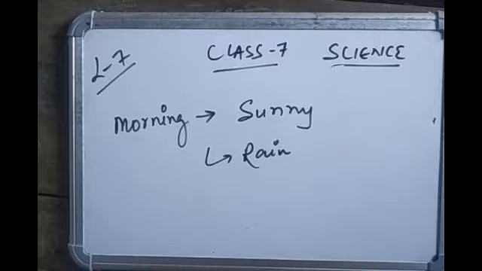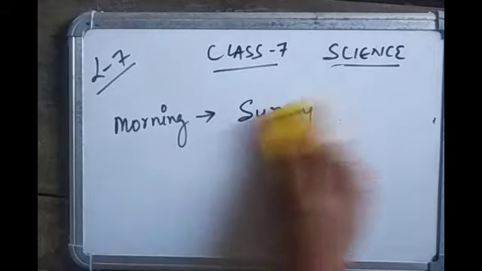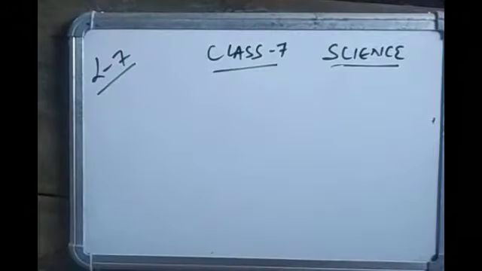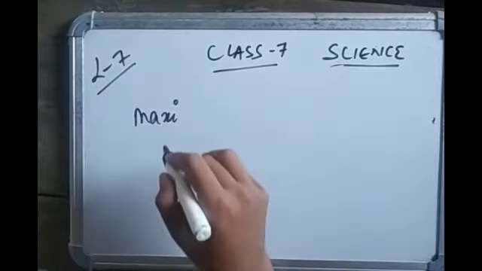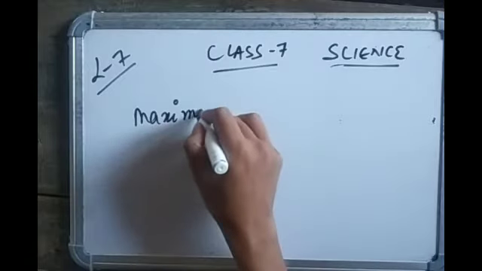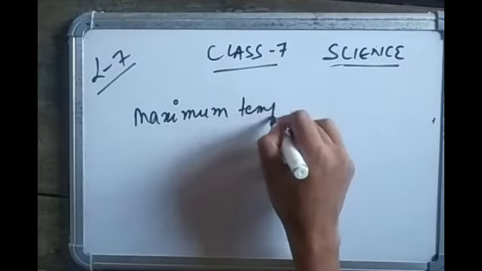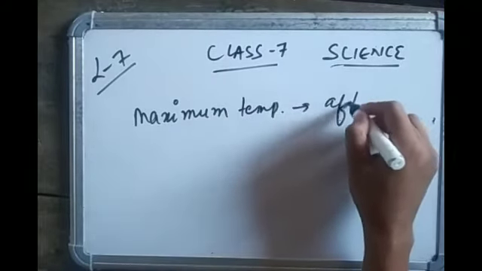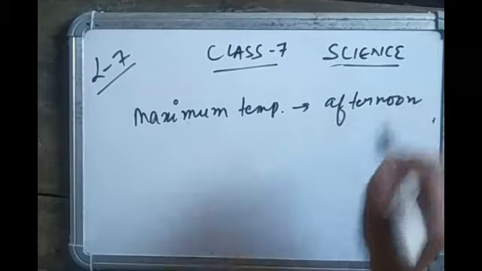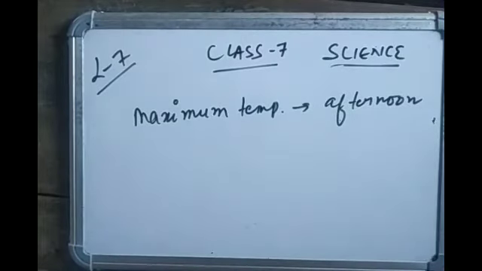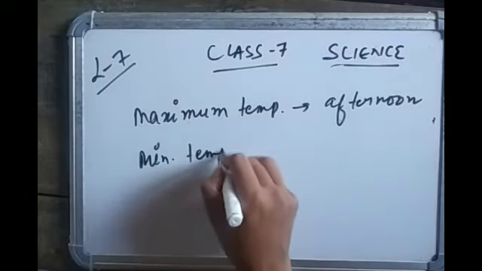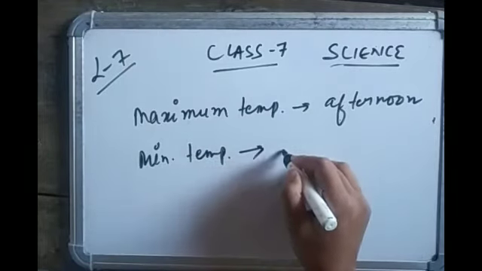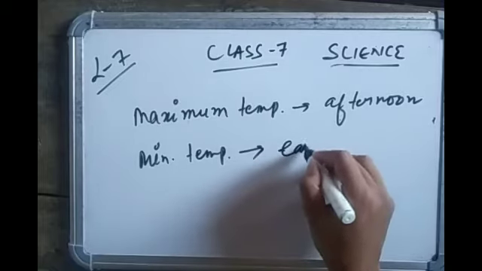Next is the maximum temperature of the day, which generally occurs in the afternoon, while the minimum temperature occurs in the early morning.